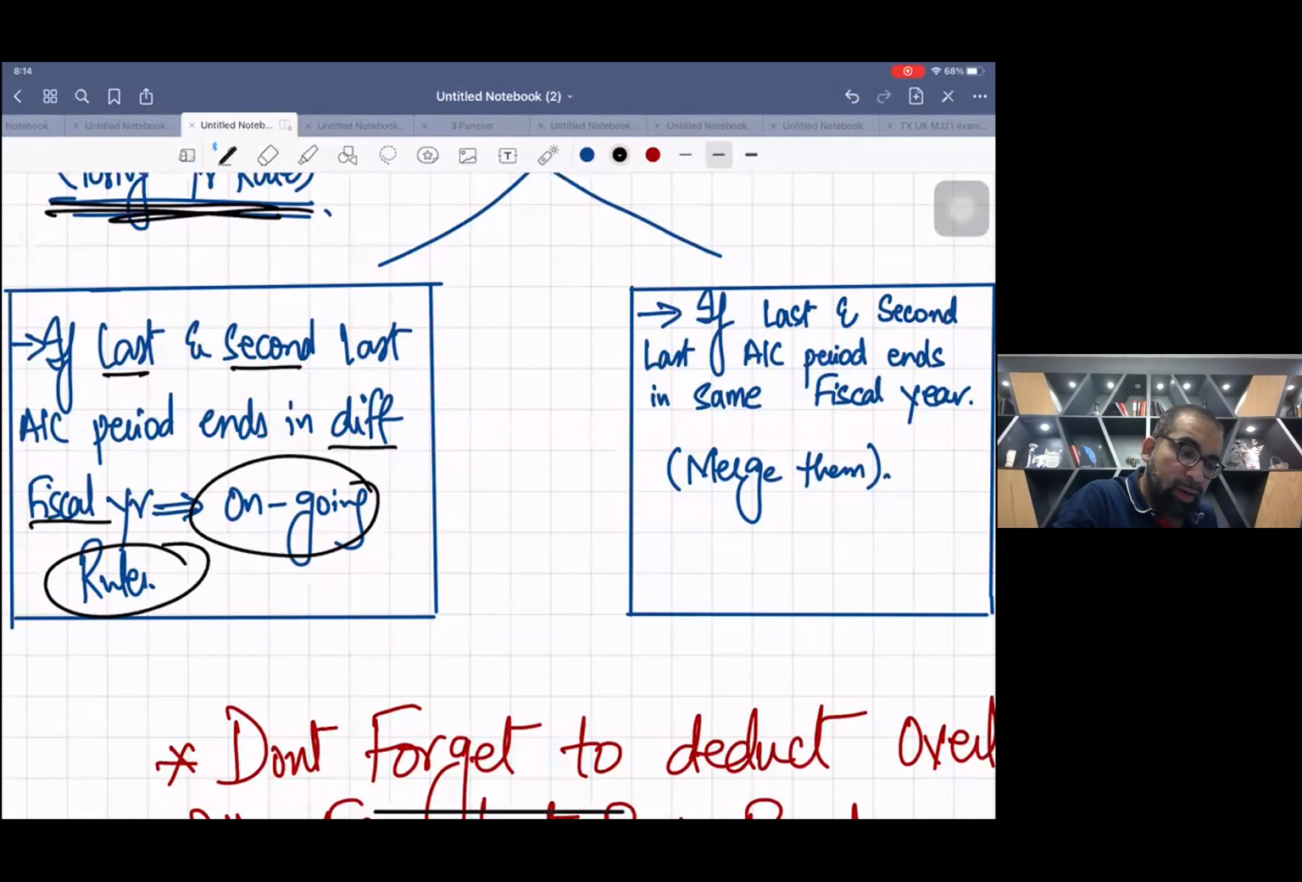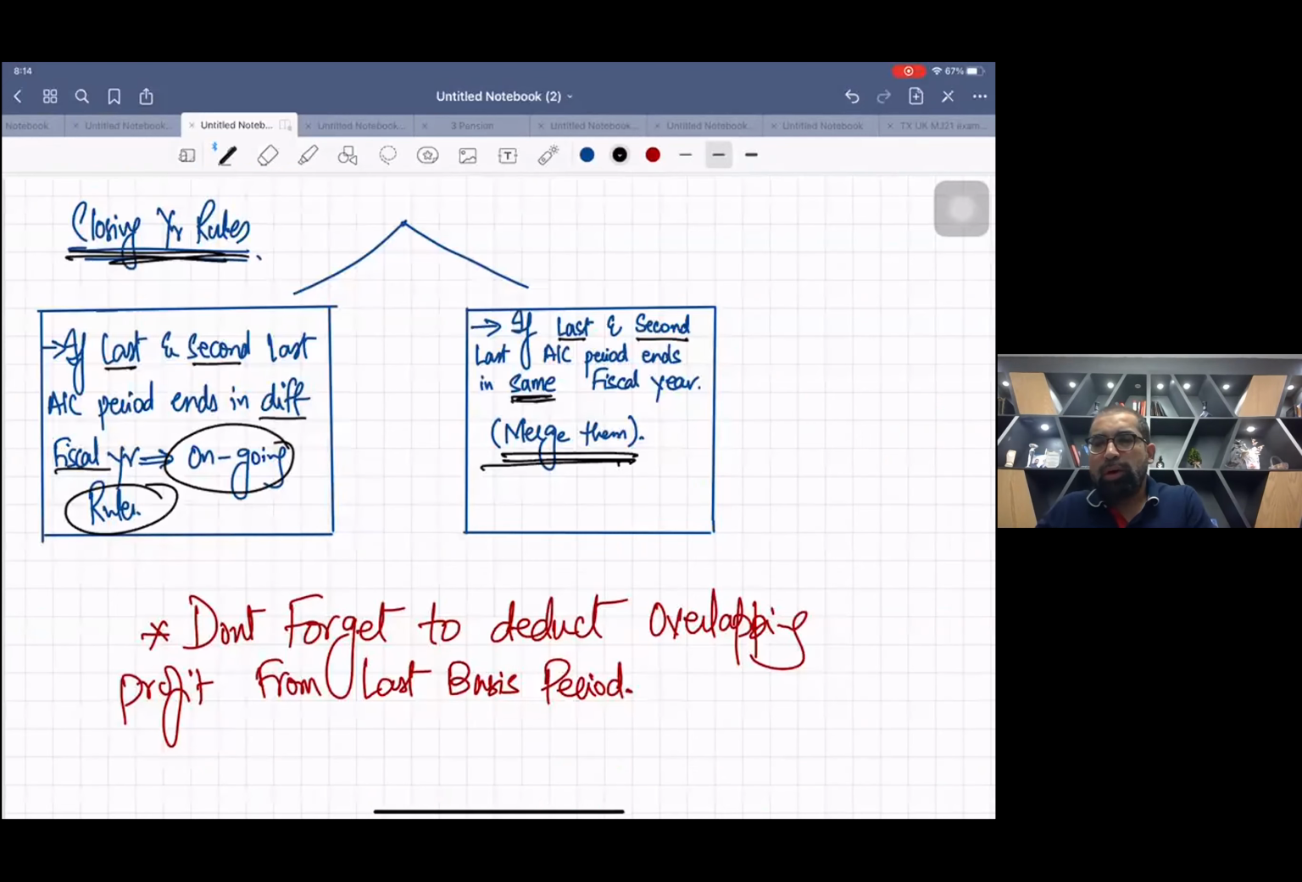But if the last and second last accounting periods end in the same fiscal year, they lie in one fiscal year, now you have to merge them. Now merge them. And see what is written with the red pen.